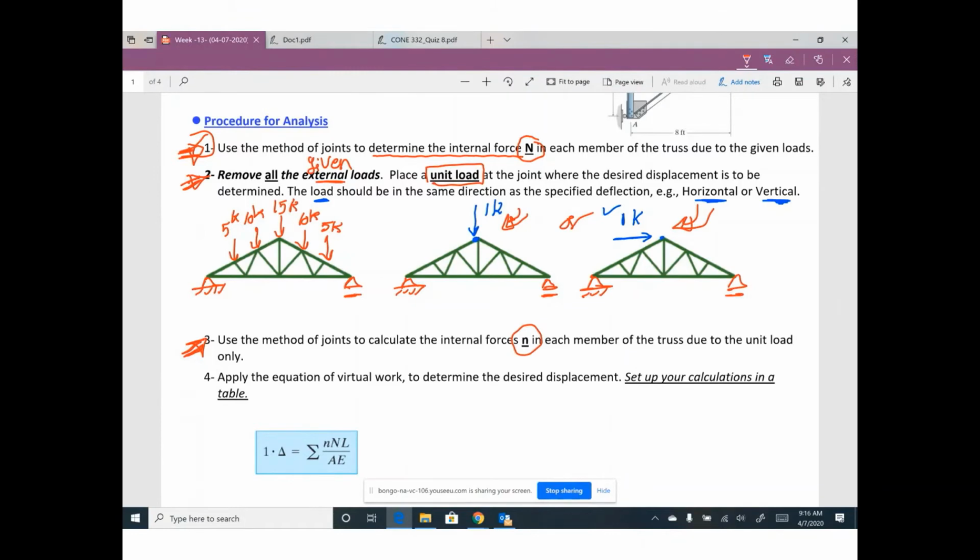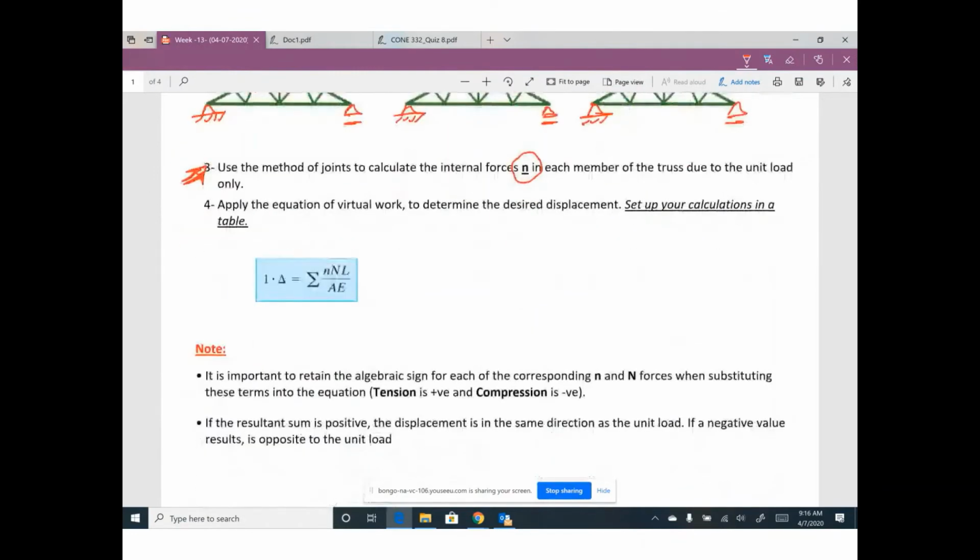Finally, your deflection or your final answer will be summation small n times capital N times L divided by EA, and this solution will be set up in a table.